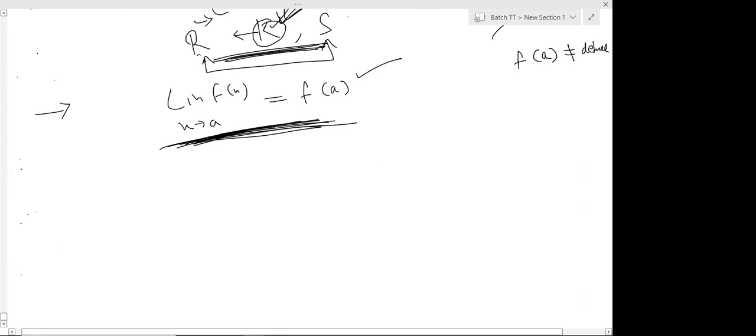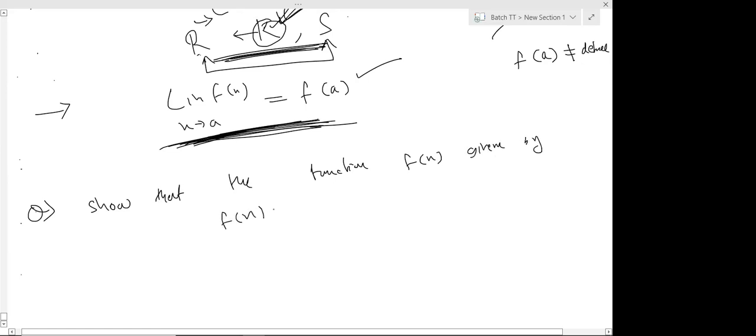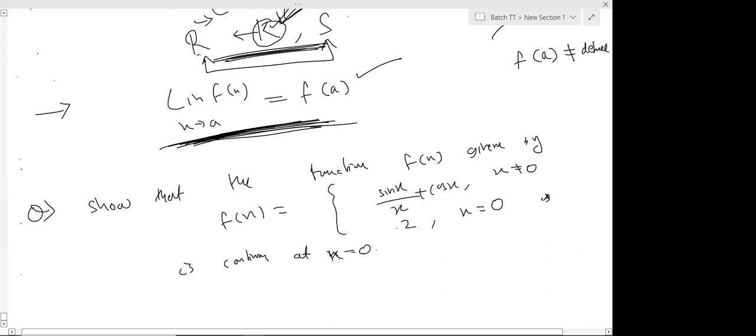So let's jump into a question. Write down. Show that the function f of x given by f of x equals sin x upon x plus cos x, when x is not equal to 0, and 2 when x equals 0, is continuous at x equals 0. Right, note down this question. Don't try to solve this.